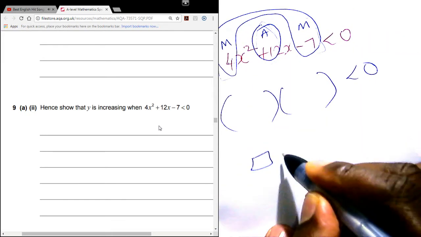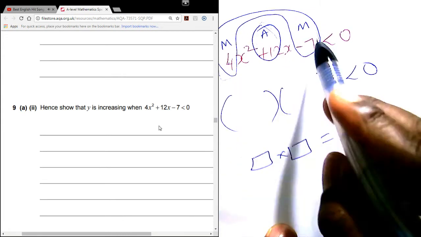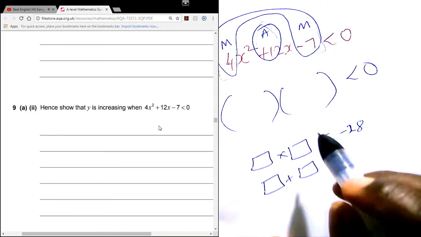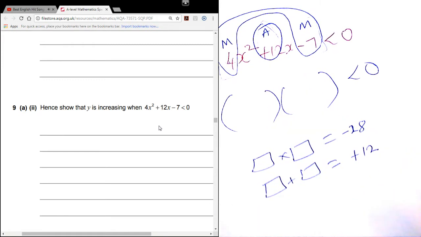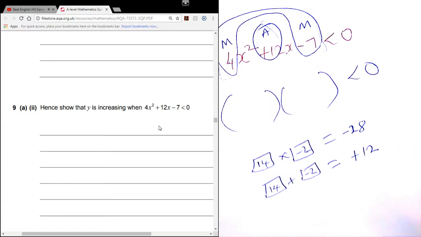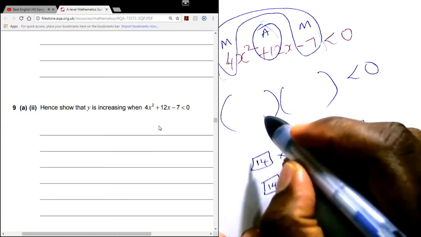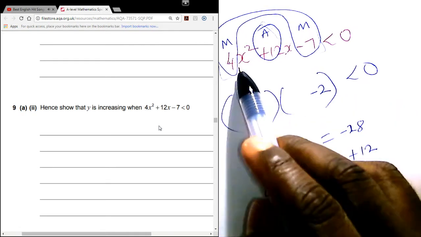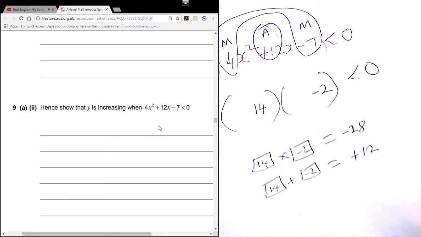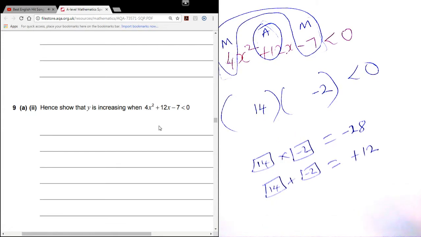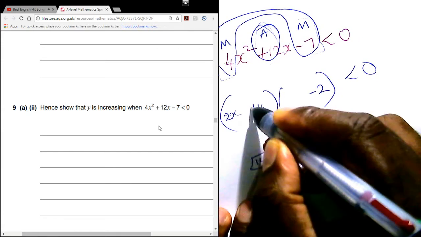So I'm looking for two numbers that multiply to give whatever this multiplies to give, which is minus 28, and they should add up to give what this is, which is plus 12. What two numbers do you think would be used? 14 and negative 2? Yes, exactly, those are the two numbers. So I'm going to put 14 and negative 2 in the bracket. I have 4x squared. What do I do? Should I have 2x here and 2x there? Yes. So 2x and 2x.